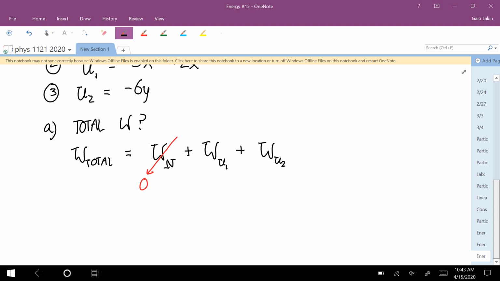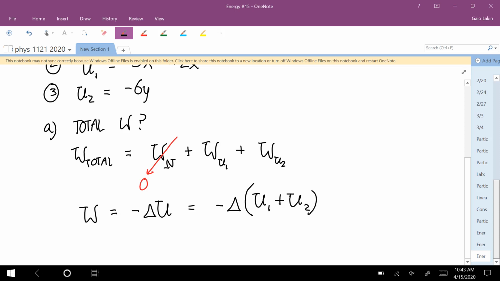These two conservative forces. Remember that work is equal to the negative change in potential energy, which I'll call capital U. We can do them individually and add them up, or we can think of this as the negative change in the sum of these potential energies. It gives you the same answer.